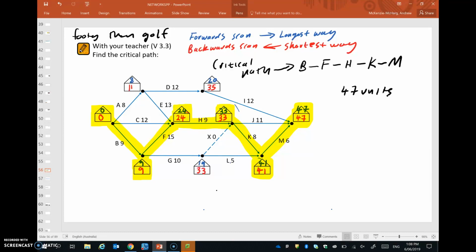We don't have any real context to this problem, but if it was a road network, it would be 47 kilometers, say, or it could be based on times to do activities, so 47 minutes, who knows.